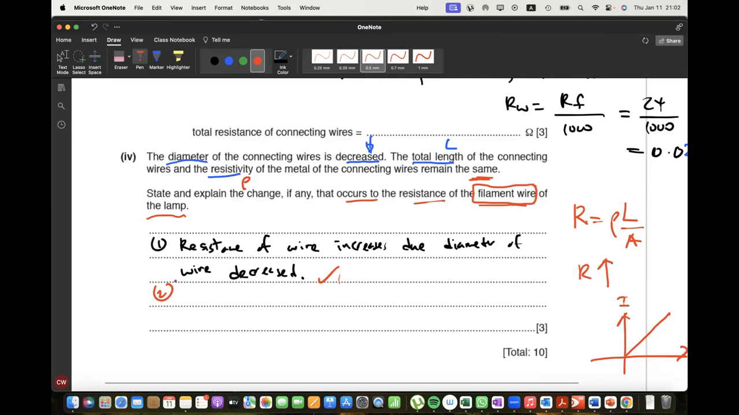So secondly, you have to talk about the current. What happened to current? Current increase or decrease? I mean, now we have more resistance. More resistance means what? Less current, right? Less current. So current in the circuit decreases. Yeah, that's why you have to deduce based on this. Current in the circuit decreases. Okay, what is the last one? Filament.